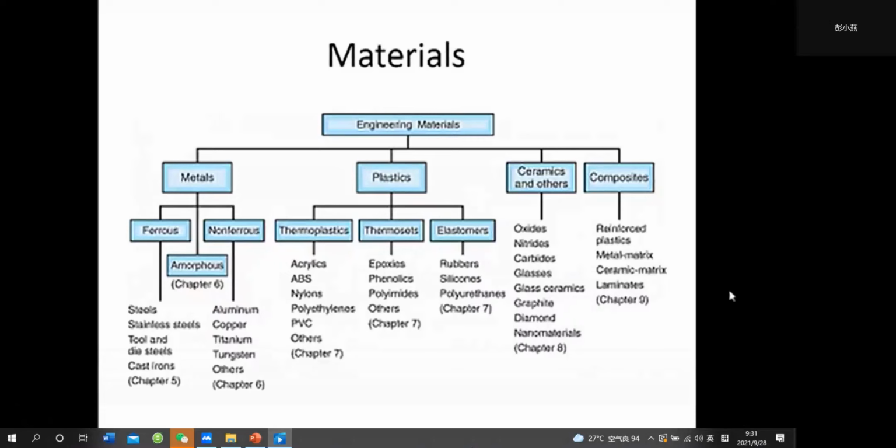For plastics, we have three kinds: thermoplastics like ABS and PVC, thermosets, and also elastomers like rubbers. Ceramics include carbides, glasses, graphite, and diamond, and also some nanomaterials belong to the ceramics category. When we mix different basic materials together, we can get composites, like reinforced plastics.